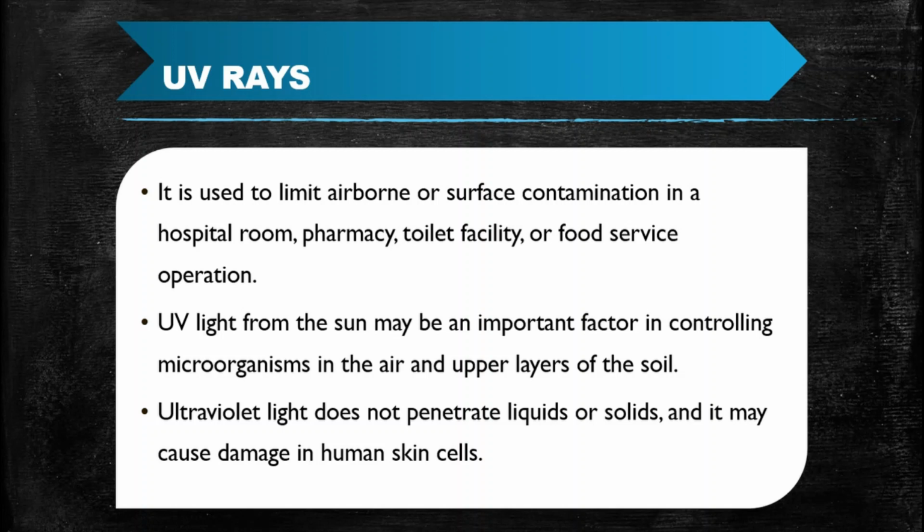This ultraviolet light does not penetrate liquids or solids, and it may cause damage to human skin cells. This is one of the disadvantages: although these rays can be used to kill organisms, they have less penetrative power, and they damage human skin cells. So you have to take much care while operating the ultraviolet rays used for the sterilization process. In laboratories, small cabinets or small areas can be sterilized by special lamps. They are referred to as germicidal lamps, which are commercially available for the sterilization process.